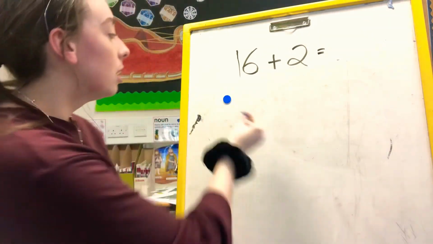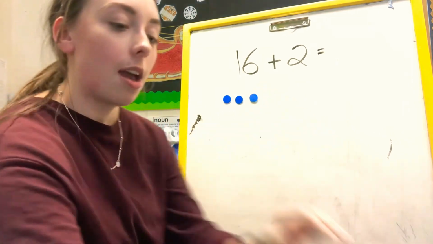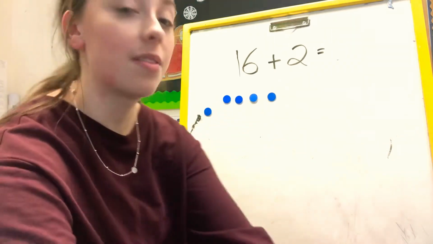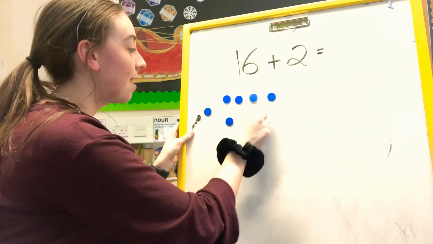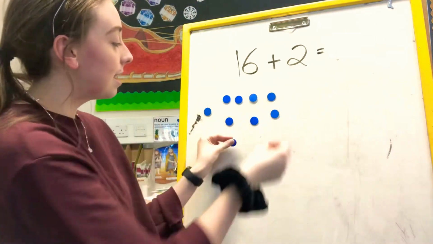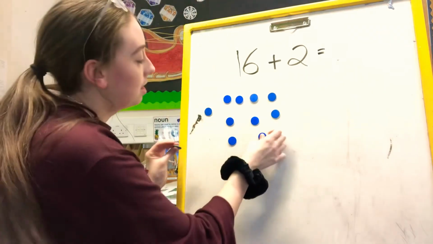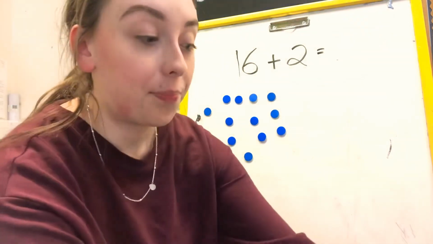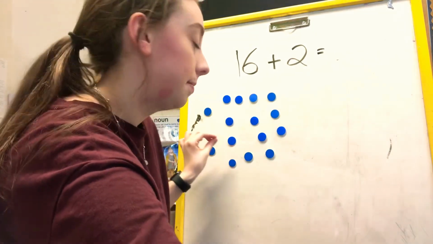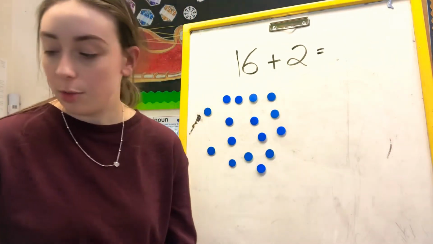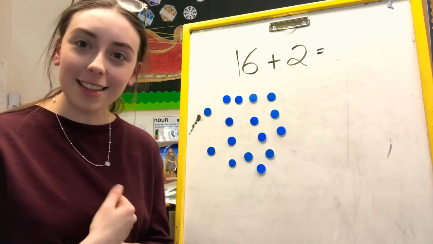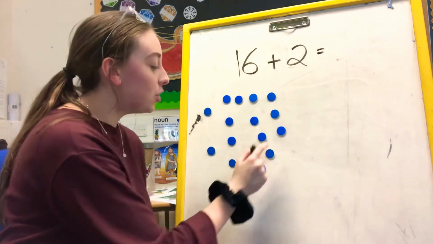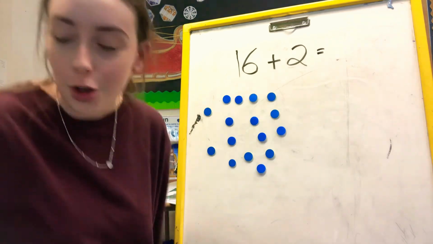Ready? 1. Keep going. Did I put 16 counters on the board? Can you tell your adult next to you? Let's double check. 1, 2, 3, 4, 5, 6, 7, 8, 9, 10, 11, 12, 13, 14, 15, 16. Well done, you got it correct.